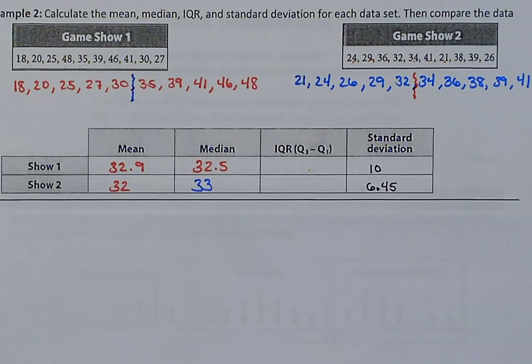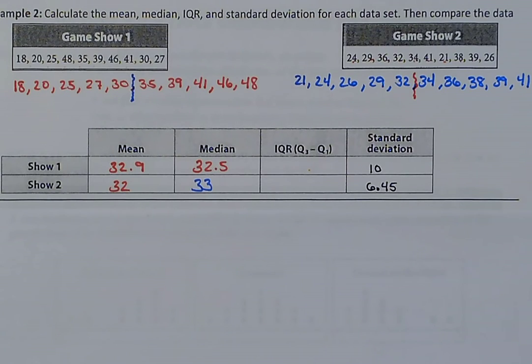All right, so now I have my mean, where we went through and added all the numbers up, divided by how many there are. We found our median by putting them in order from least to greatest, and then found the middle number. Now we have to figure out the IQR. And to figure out the IQR, we're going to take the third quartile, subtract it by the first quartile.